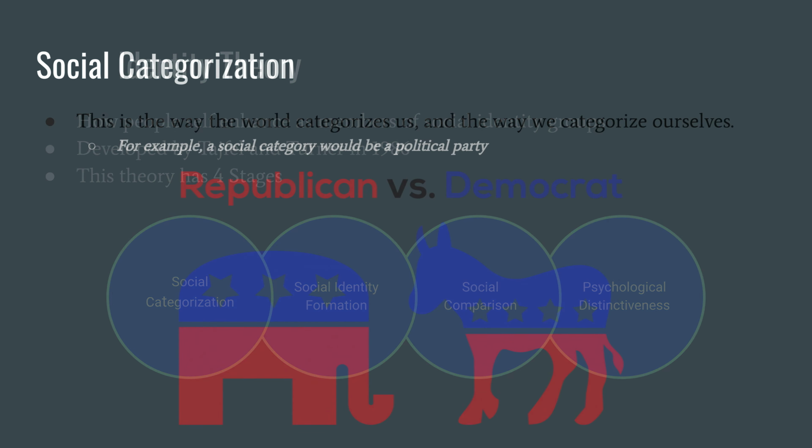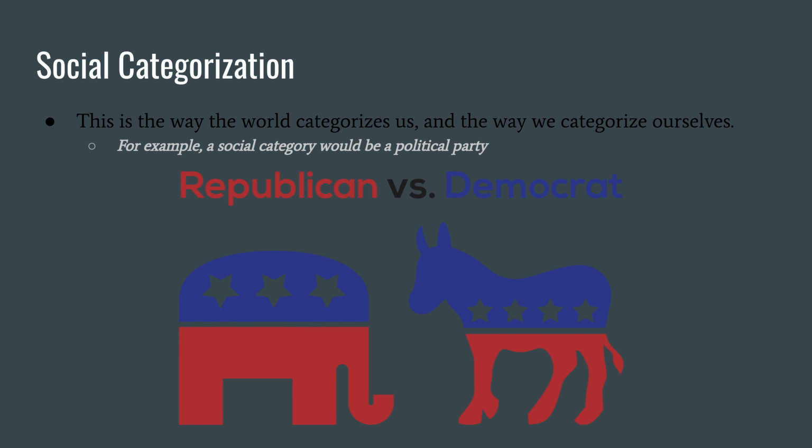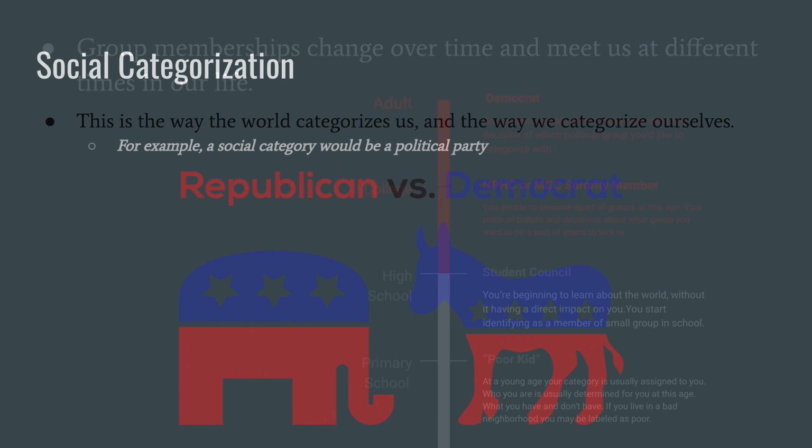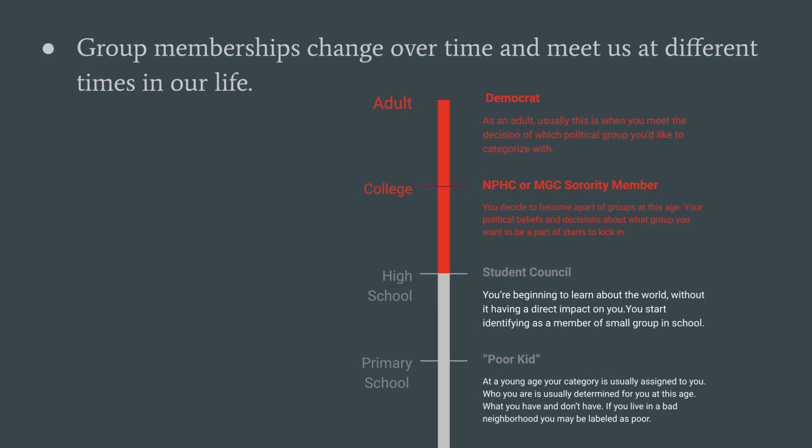We're first going to talk about social categorization. This is the way the world categorizes us and the way that we categorize ourselves. For example, a social category would be a political party. So whether you categorize yourself as a Republican or a Democrat, this is considered a part of how we socially categorize. So group memberships change over time and meet us at different times in our life.